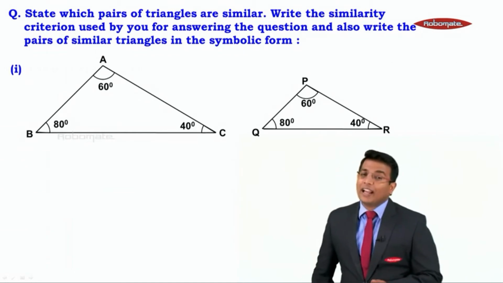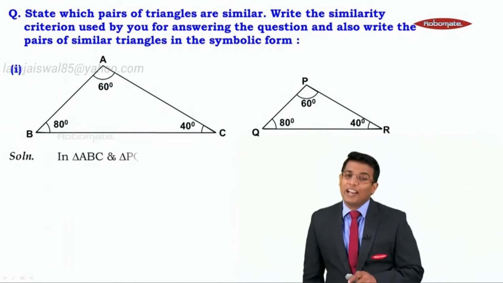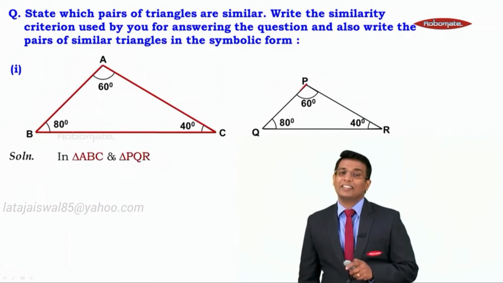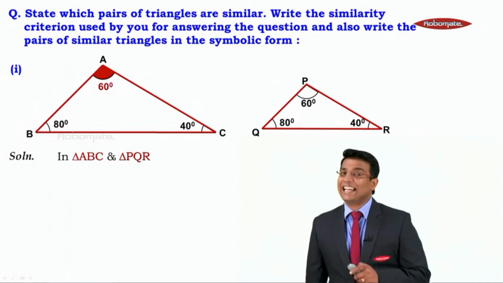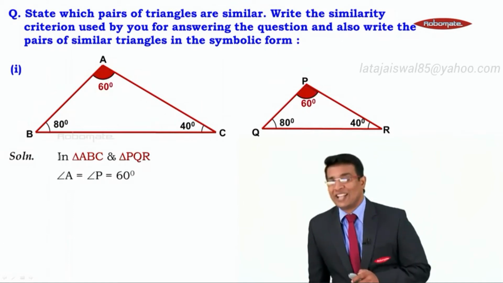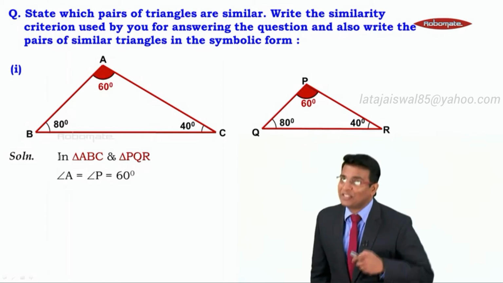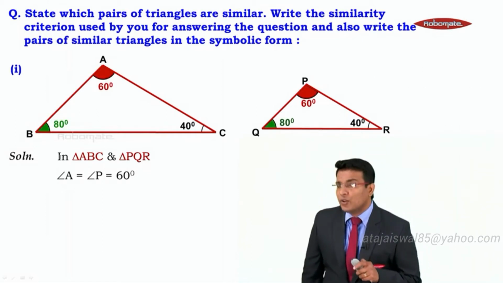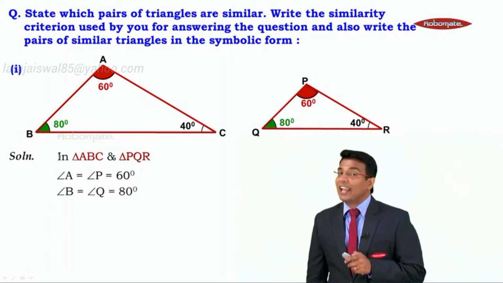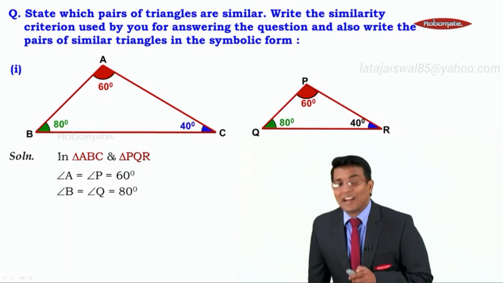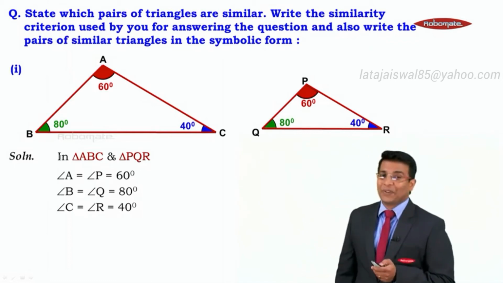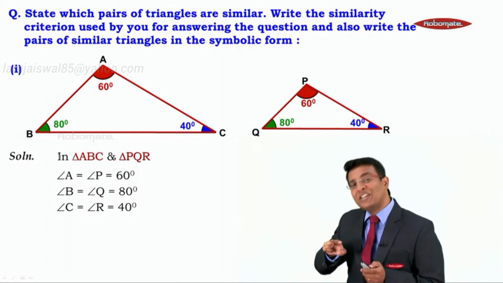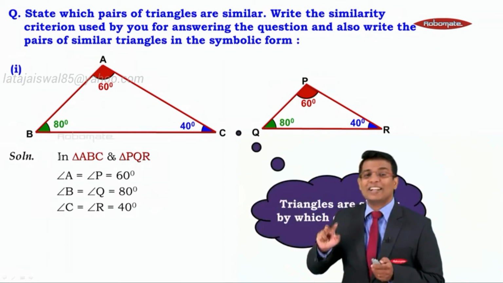Here if you see in triangle ABC and triangle PQR, we have that angle A is 60 degree, and angle P is also 60. That means we can say angle A is equal to angle P is equal to 60 degree. Same way we have angle B is equal to angle Q is equal to 80 degree, and angle C is equal to angle R is equal to 40 degree. So in these two triangles we have all three pairs of corresponding angles equal. That means, are the triangles similar? Yes, they are similar.